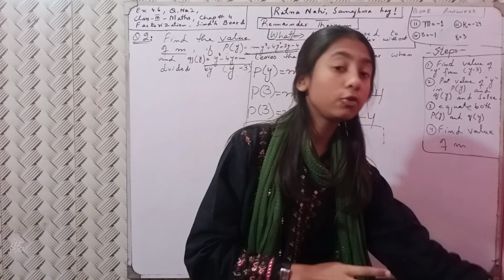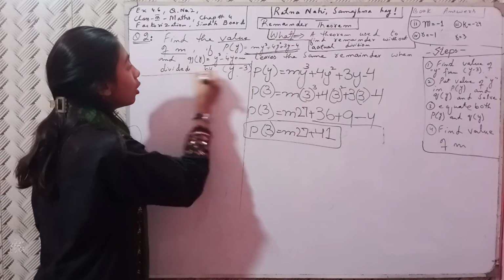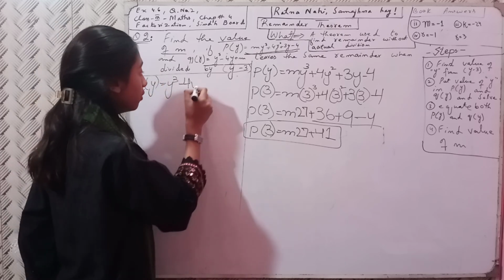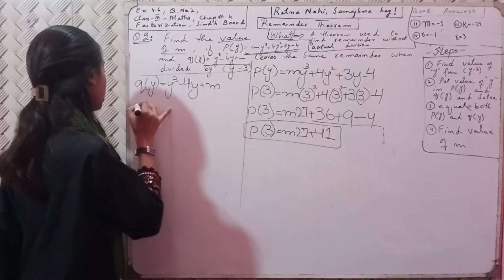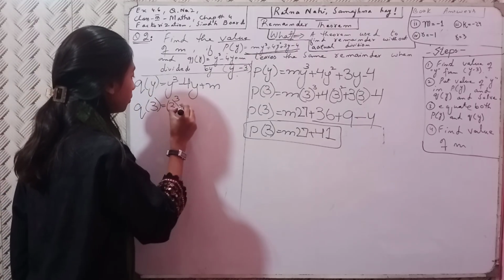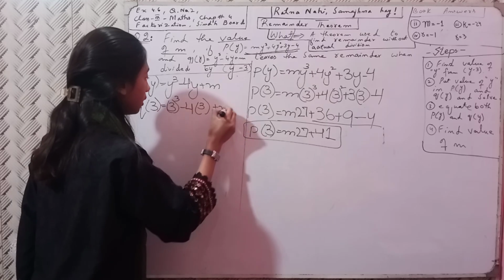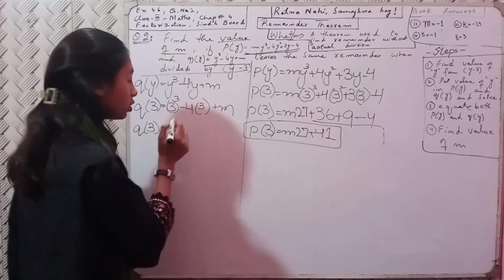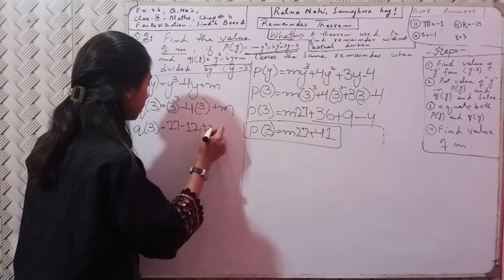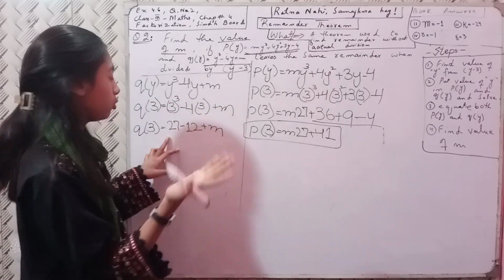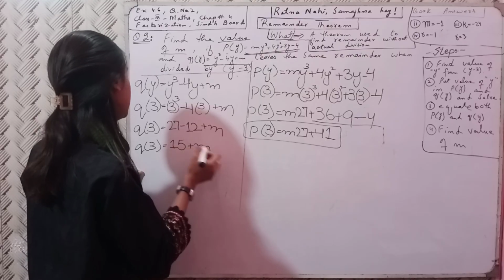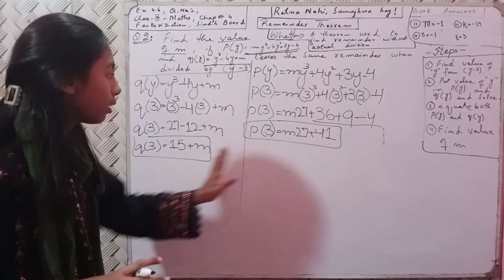To find the quotient, now we also have to put the value of y in the quotient. Okay, so the quotient we have, q(y) equals y cube minus 4y plus m. Now the value of y we have is the same, 3. So 3 cube minus 4 3 plus m. q(3) equals 3 multiplied by 3 multiplied by 3 equals 27, minus 4 3 is 12, plus m. When we subtract 12 from 27, it becomes 15 plus m, sorry, 15 plus m. That is, we have found the quotient and the dividend.